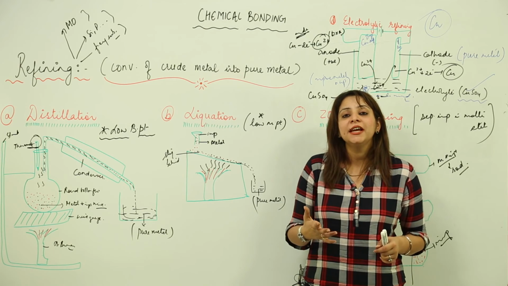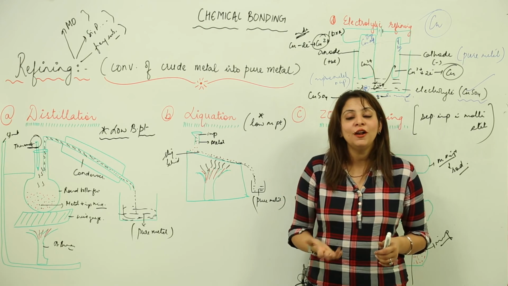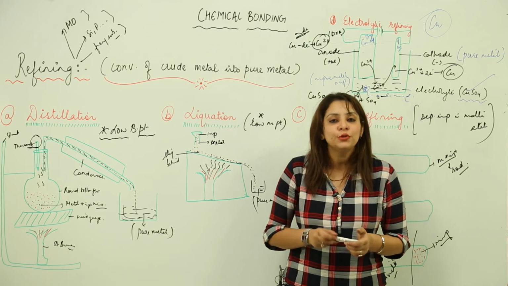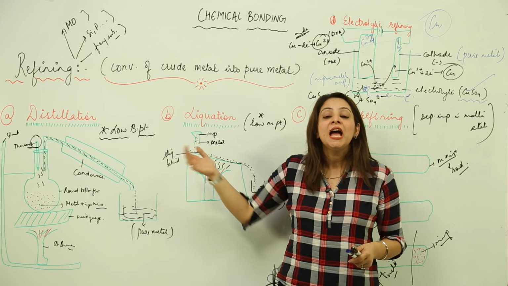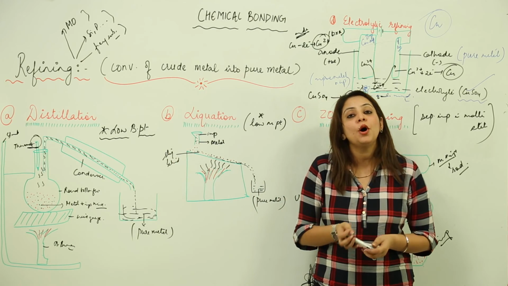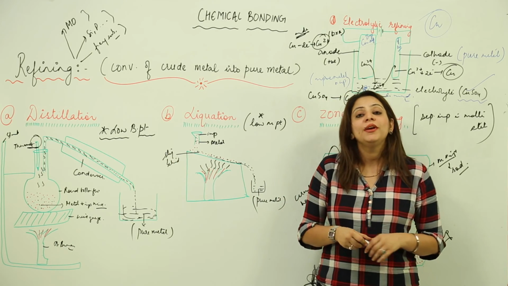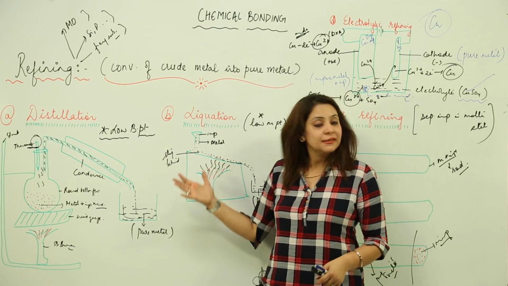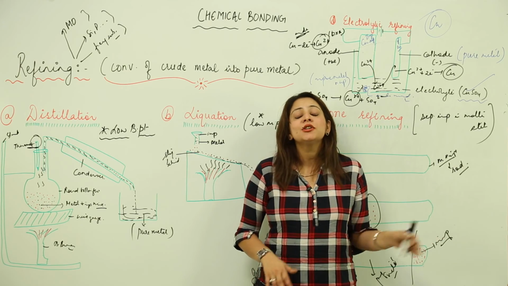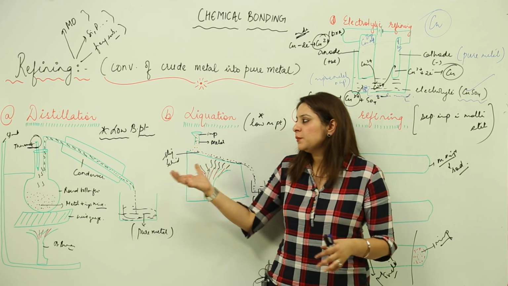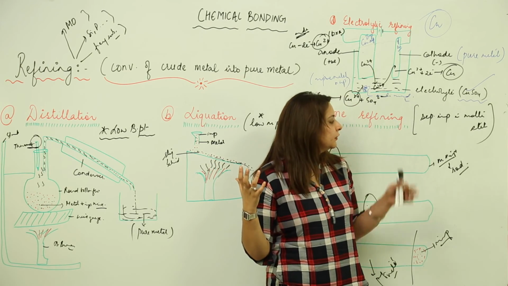And after reducing, our job is not done, because we are looking for a ready-to-use form of metal, right? So we employ the fourth step, that is refining, and as I told you, depending upon the properties of the metal and the impurities, we can separate them out by using distillation, liquation, zone refining, or electrolytic refining. There are many other methods too. So I've just covered these four methods.